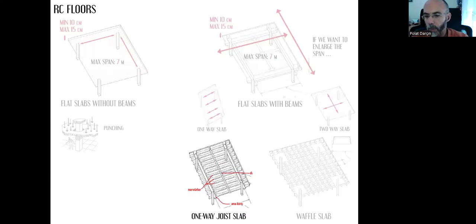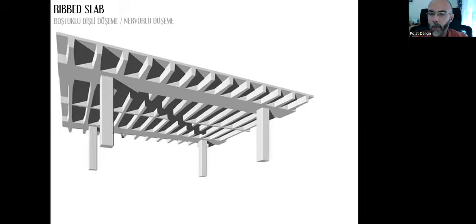Let's examine one-way joist slab. That's what we call a ribbed slab, in Turkish boşluklu dişli döşeme or nervürlü döşeme, where we create a series of girders and there is void, there are empty spaces between these girders. And it looks like that.